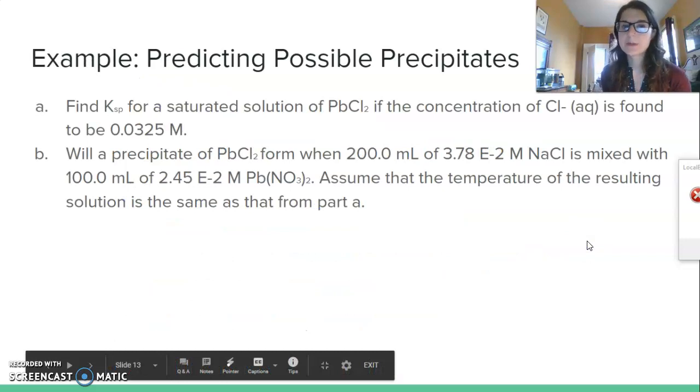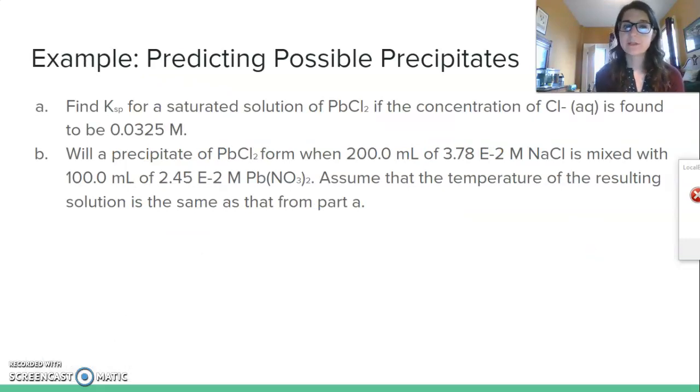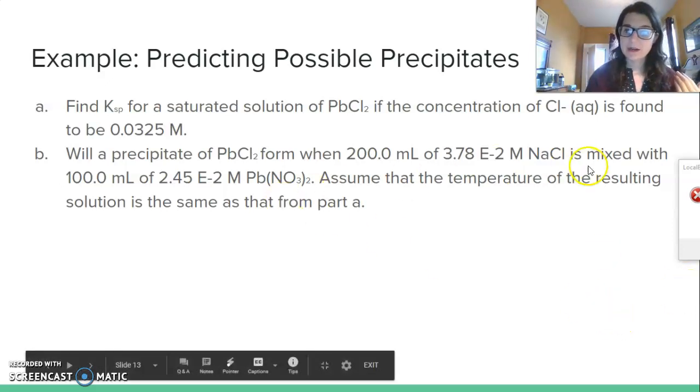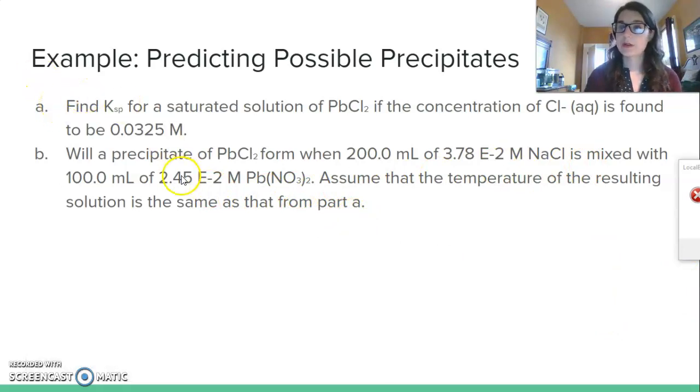Here we're predicting possible precipitates. So we want to find the Ksp value for a saturated solution of PbCl2 if the concentration of Cl- is found to be 0.0325 molar. Then we want to know, will a precipitate of PbCl2 form when 200 milliliters of 3.78 times 10 to the negative 2 molar NaCl is mixed with 100 milliliters of 2.45 times 10 to the negative 2 molar lead nitrate? Assume that the temperature of the resulting solution is the same as that from part A. So this last statement here tells us that we can use the Ksp value that we find in part A to determine whether or not a precipitate will form with these given solutions.